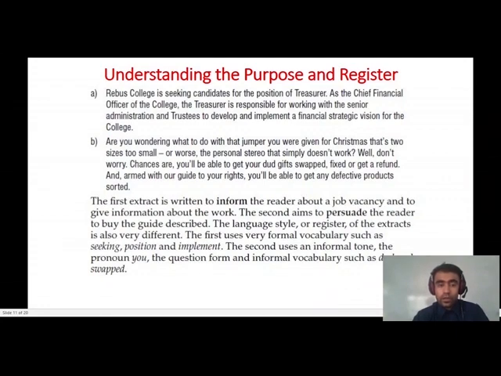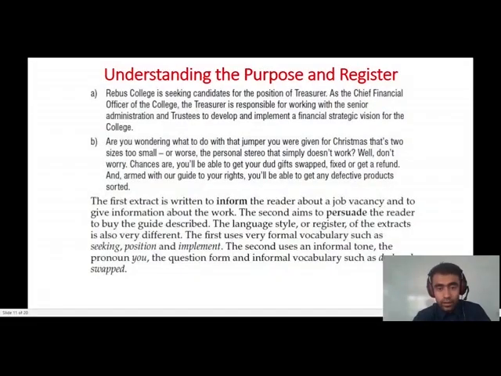So you see, the second one is using you. Are you wondering what to do with that jumper you were given for Christmas? You see, the language tone is not very formal. It's very casual, very informal. So we are not supposed to write you. The language is very direct. The language should not be direct in formal writing or in academic writing. And also it uses questions inside the text. We are not supposed to put questions in our academic writing inside the text.